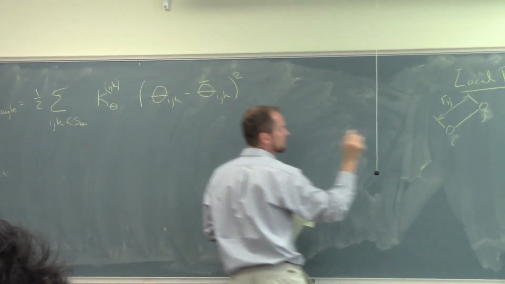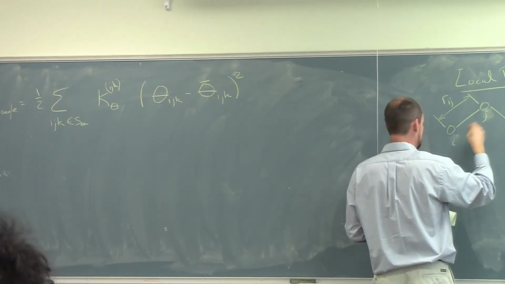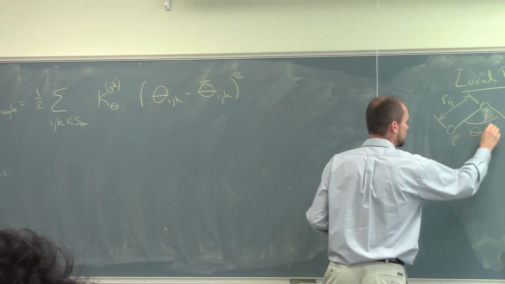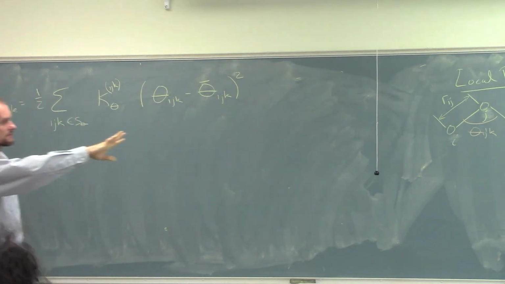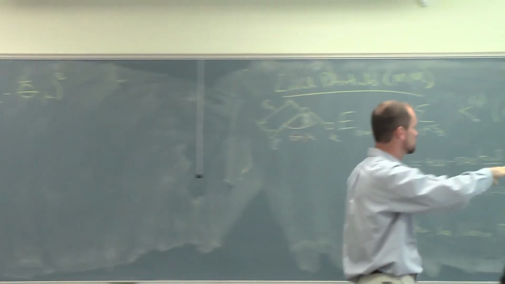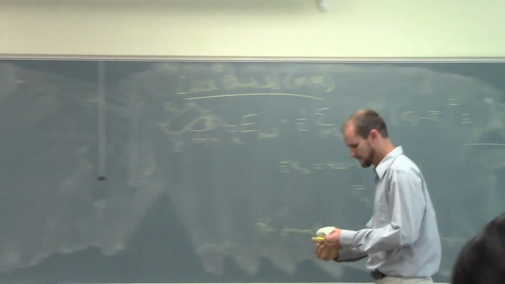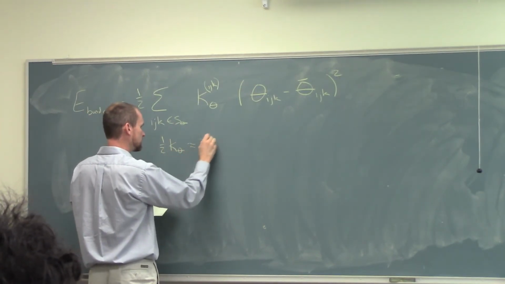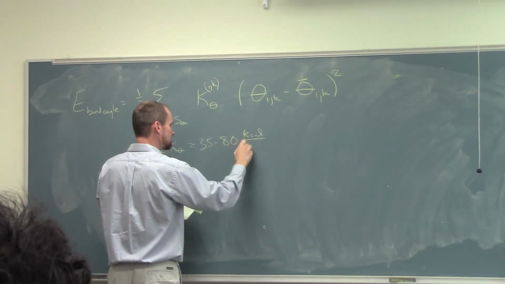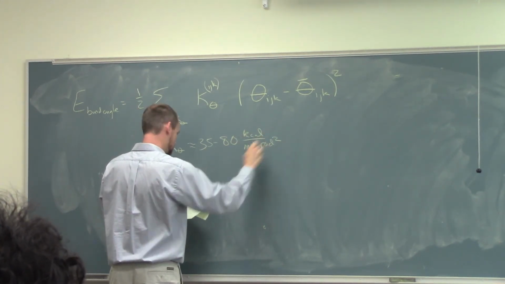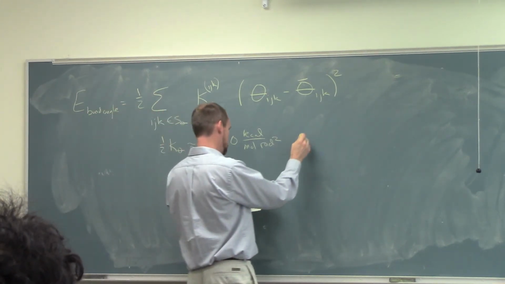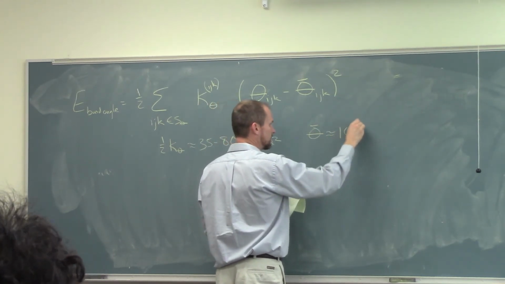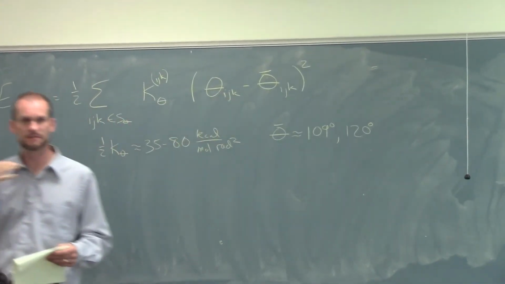So we now have ijk, and the angle between them is theta ijk. And if I plotted energy versus theta, it would look exactly the same as this energy versus r plot. It's a quadratic. It goes up steeply as we change this. The magnitude, 1/2 K theta, ranges from 35 to 80 kcals per mole per radian squared this time. And typically, theta bar is often 109 degrees or 120 degrees, depending on if it's an sp2 or an sp3 orbital.